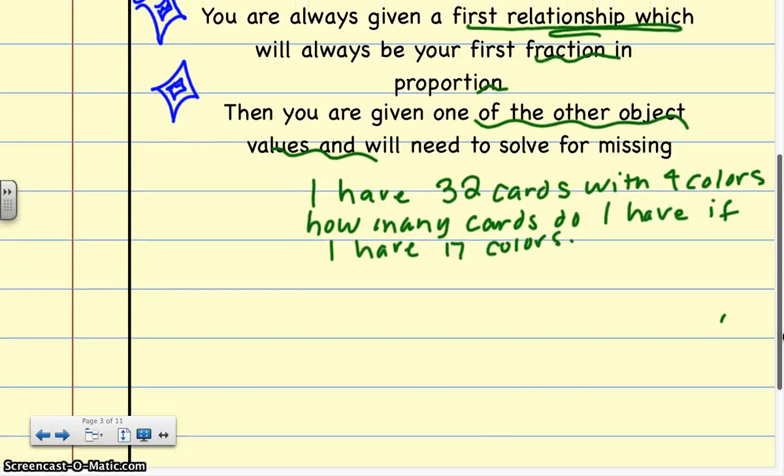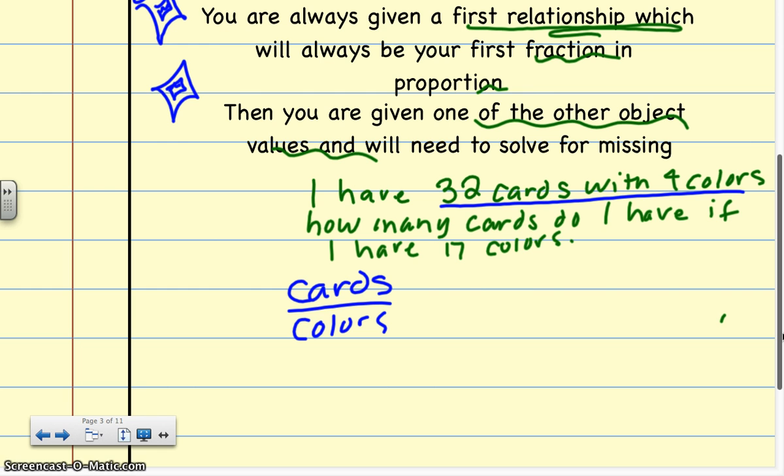So, my first relationship, what I need you to be able to identify is usually within that first sentence. I have cards and colors. I always write that down. So I write to myself, okay, cards is to colors. That's what I know. And then I know that I have 32 cards is to 4 colors. That's my first relationship. There's 32 cards with 4 colors. My second relationship, how many cards do I have if I have 17 colors?